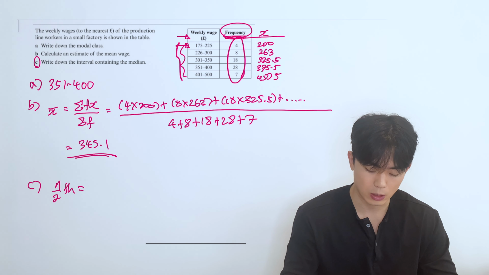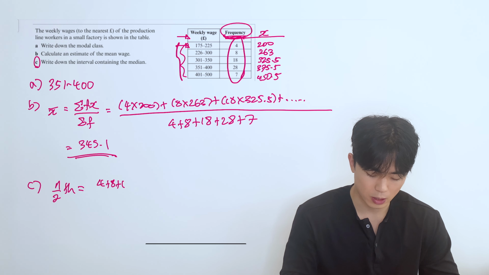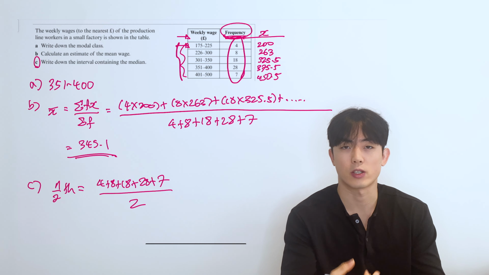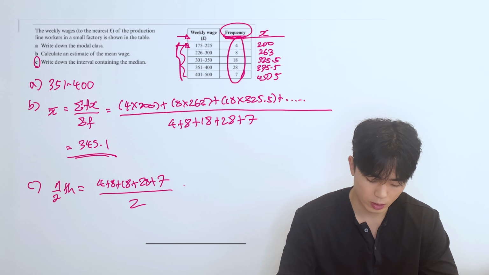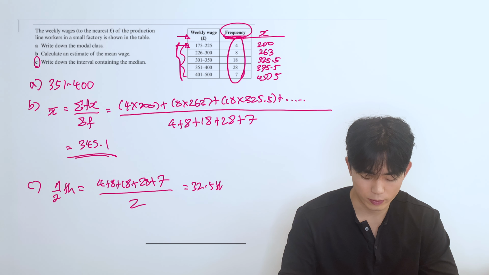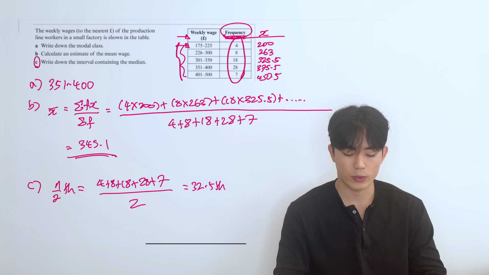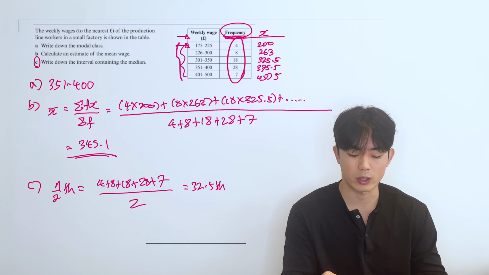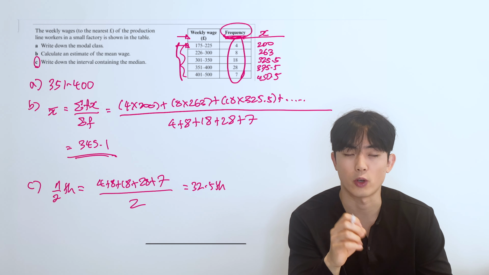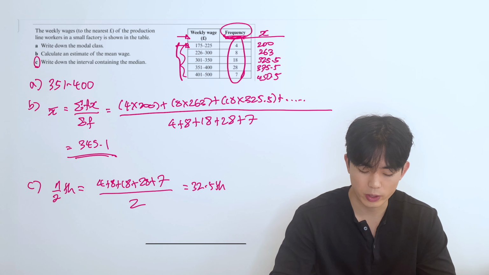So in this case, n is what? We're going to have 4 plus 8 plus 18 plus 28 plus 7 over 2. That is going to be total n divided by 2, the middle point, which will give me the 32.5 value, which we're trying to find. Okay, so for this one here, this is known as continuous data because there's a range. We can't find a specific point yet. We'll look at how to find that later on. But for this one, we just have to find the 32.5 term.